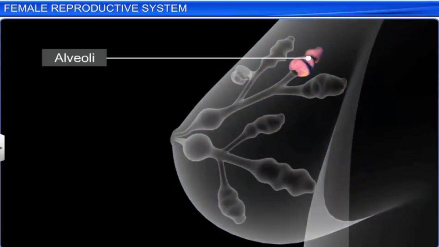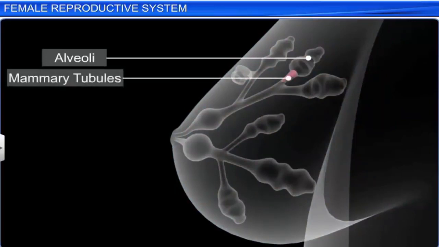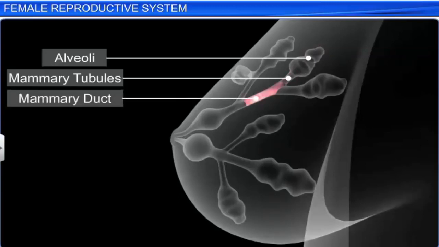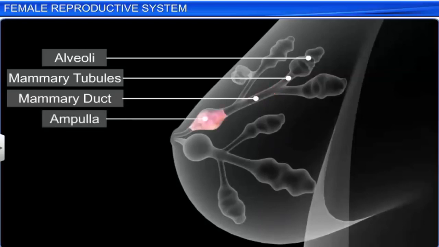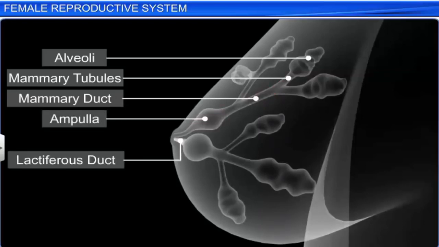The alveoli open into the mammary tubules. The tubules of each lobe join to form the mammary duct. Several ducts join to form a wider ampulla, which is connected to the lactiferous duct. The lactiferous duct opens out through the nipple from which milk is sucked out.